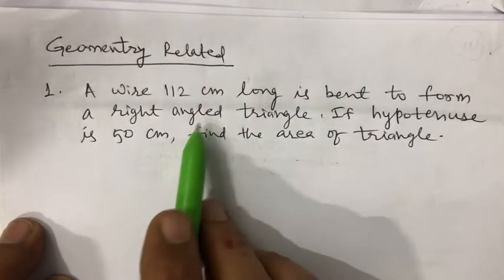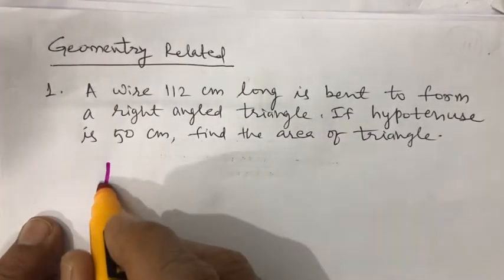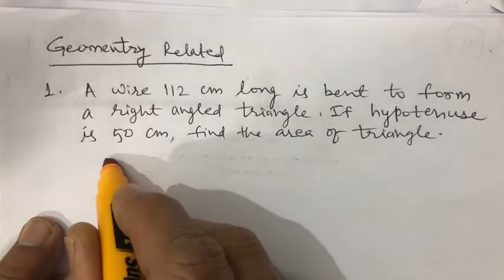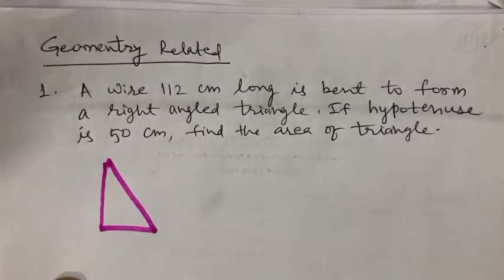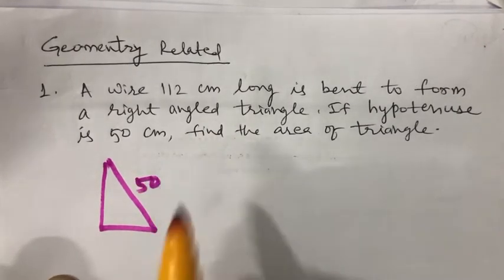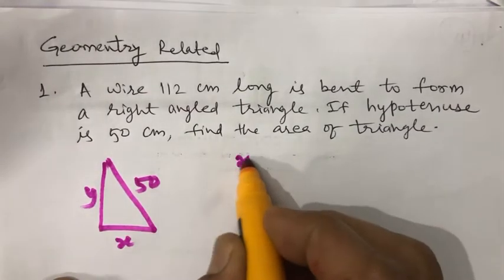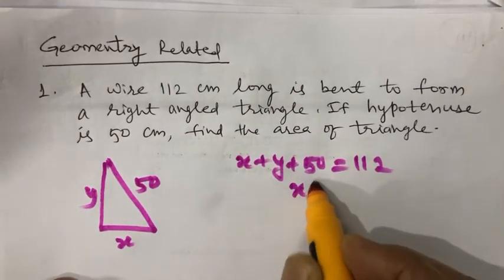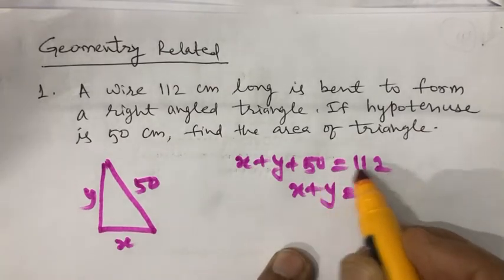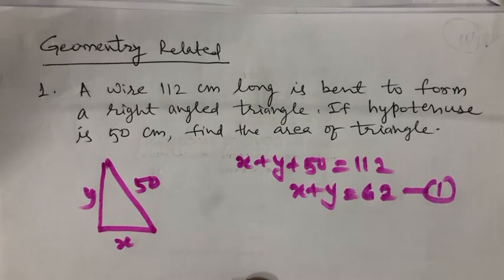A wire 112 centimeter long is bent to form a right angle triangle like this. Total length of the wire is 112, but they bent it to form a right angle triangle. The hypotenuse is 50 centimeter, but we don't know what x and y are. But the first important thing: x plus y plus 50 is given as 112. It means x plus y is 62. Equation number 1. Yes, clear?